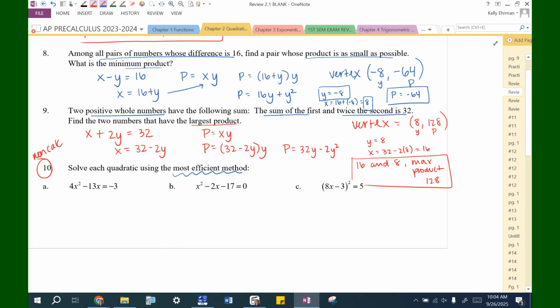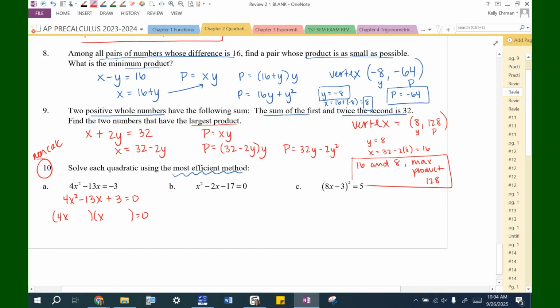So for example, first off, this needs to be equal to 0. So I need to add 3. And I'm thinking, hey, 4 and 3 are 12. That's pretty close to 13. This probably factors 4x and x. I'm going to give it a try before I go into quadratic formula.